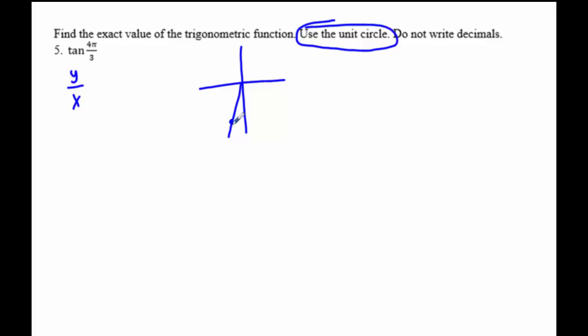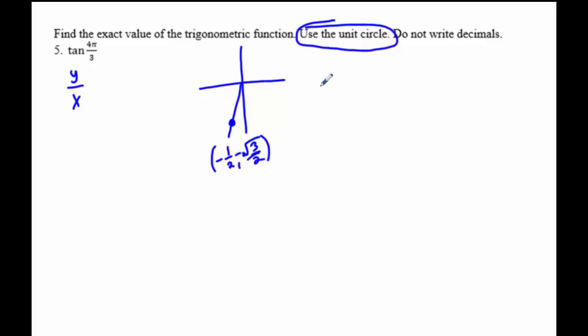Number 5, find the exact value of the trig function. Use the unit circle. So do I want to use my calculator on this problem? No, I'm going to use the unit circle. Tangent, somewhere on your unit circle, it should say, hey, tangent is y over x. 4 pi over 3, if you look for it on your unit circle, is down here. And that point is negative 1/2 and negative square root of 3 over 2.